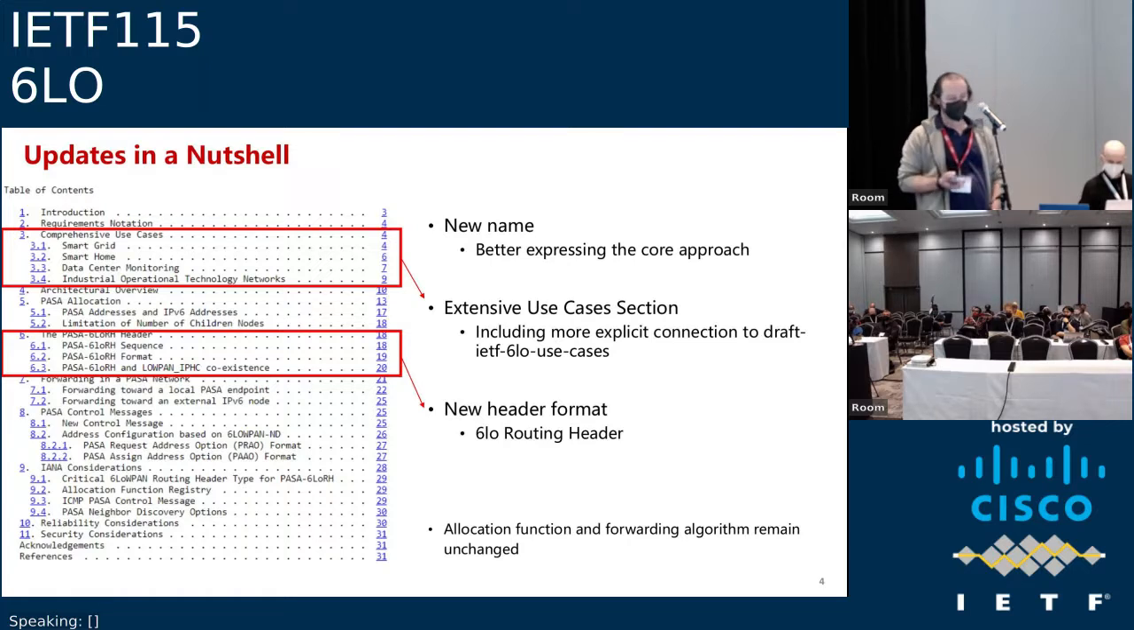And then there is the new header format: the use of the 6lo routing header in order to encapsulate the packet. This is very meaningful because it is more in line with the general solutions designed in this group. I want to point out that the allocation function, which, just to recall, is the way we assign addresses in the topology, and the forwarding algorithm, the way you decide where to send the packet, remain unchanged. That piece of work is pretty stable. It's just the way we use it, in which use cases, and how we encode our packets.